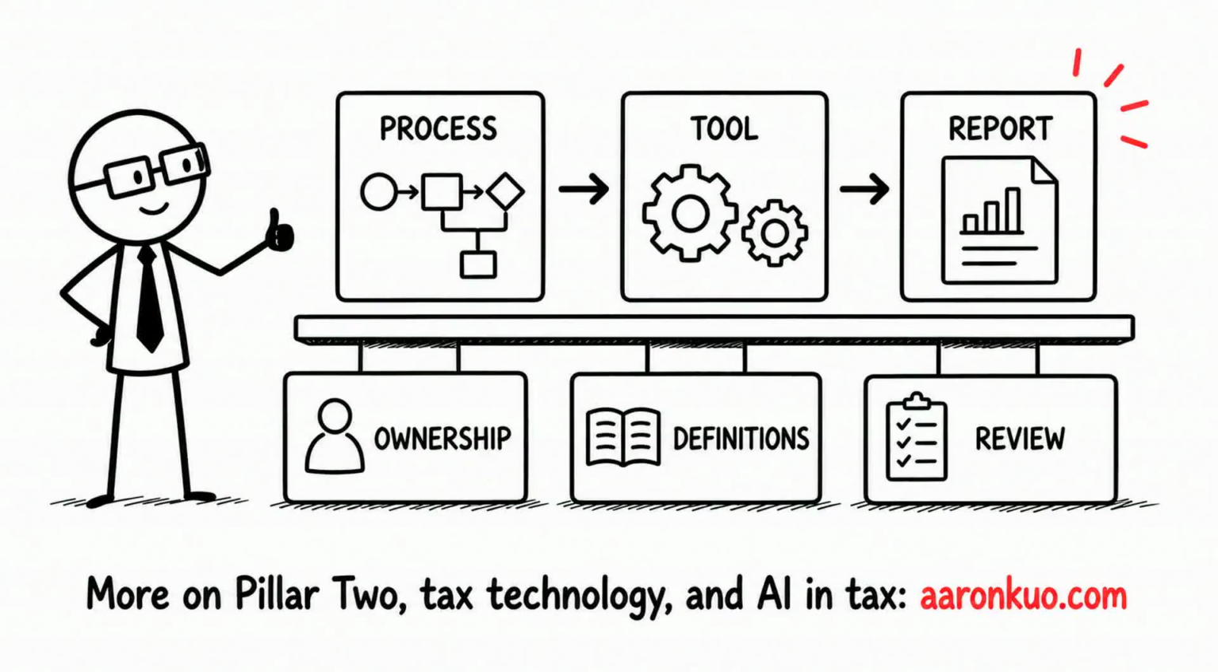A good Pillar 2 tool can speed up a working process, but it cannot replace ownership, definitions, or review discipline. Use the tool to run the process. Do not expect the tool to invent one.